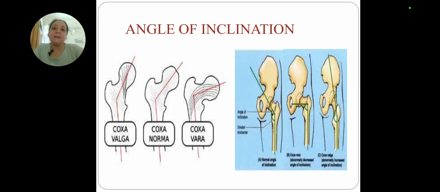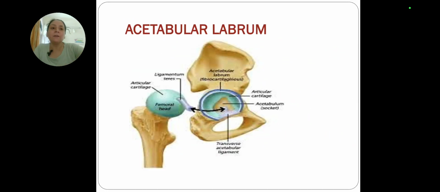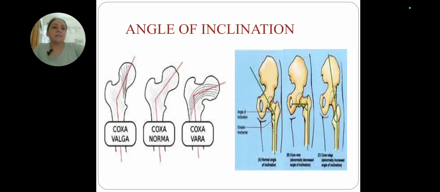Now, if this angle increases to more than 125 degrees, it is a condition called coxa valga. I have shown you in the picture. This is the coxa valga condition. In this, the angle has increased. You can see the angle formed at the medial side has increased.